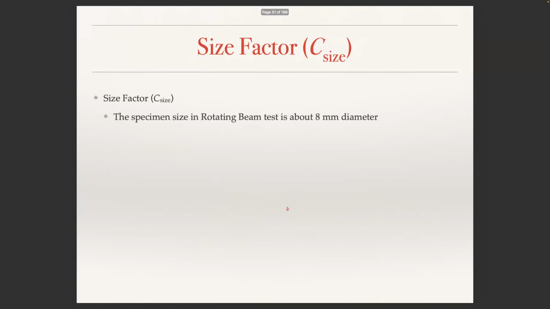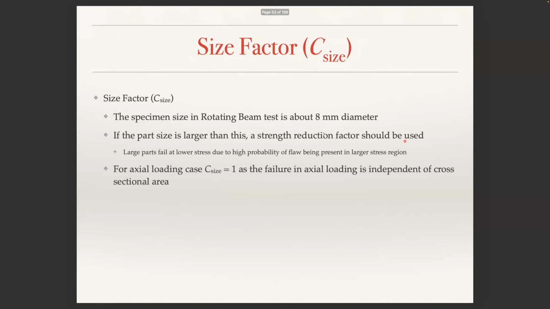Now size factor. The specimen size in the rotating beam test, the standard specimen size is 8 mm diameter normally. So if the part size is larger than this, then a strength reduction factor should be used. Why? Because larger part size means more defects will be there. Larger parts fail at lower stress due to the high probability of a flaw being present in the large stress region. So for the axial loading case, C size is equal to 1. For the axial loading case, you need not account for size factor.